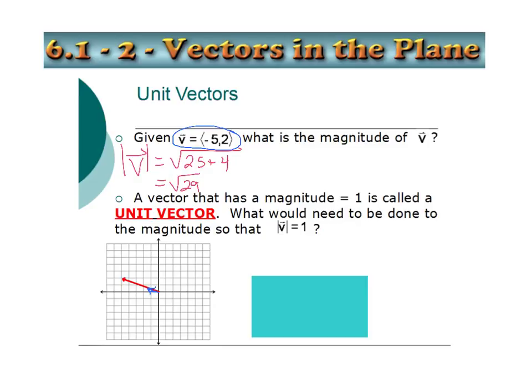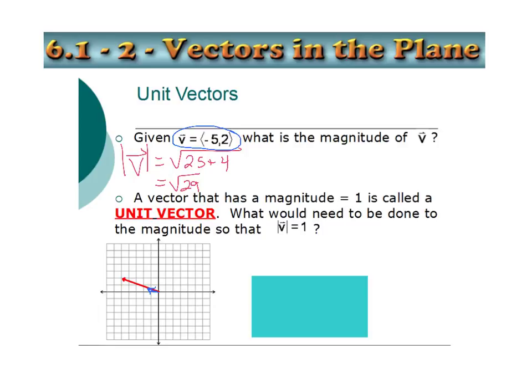Well, I purposely gave you kind of a tricky one. I mean, if it was easy, if it was 10 units long and I wanted to make it 1 unit, well, then I'd divide it by 10. If it was 15 units long, then I would divide by 15. But this particular vector is the square root of 29. So that means I'd have to divide by the square root of 29.